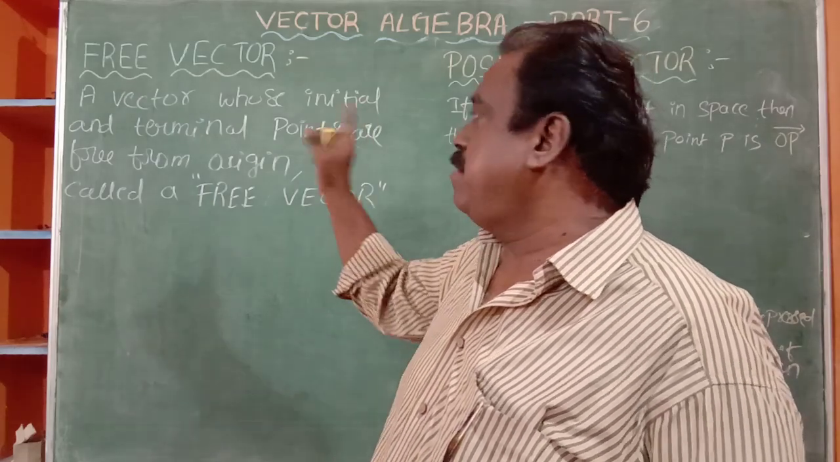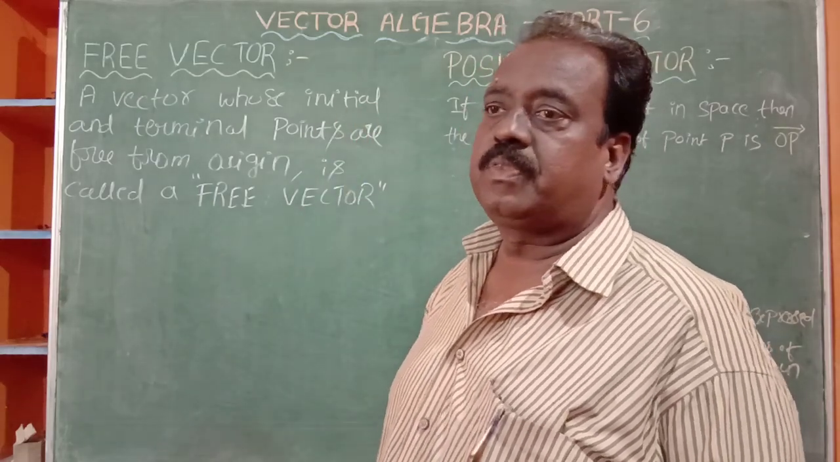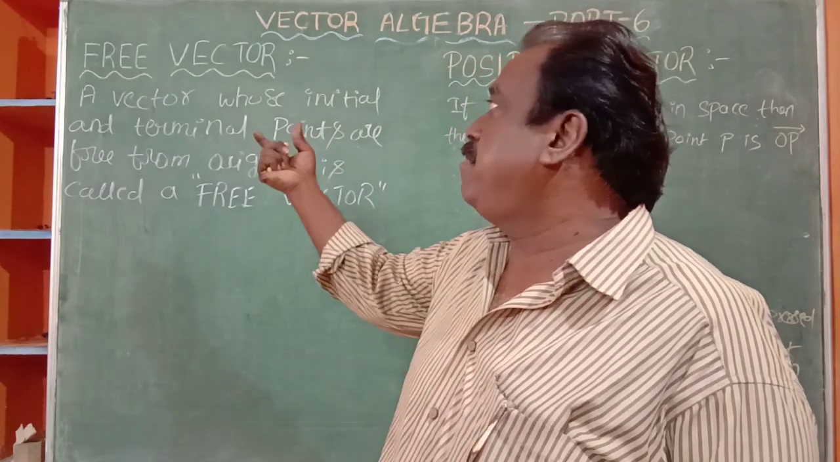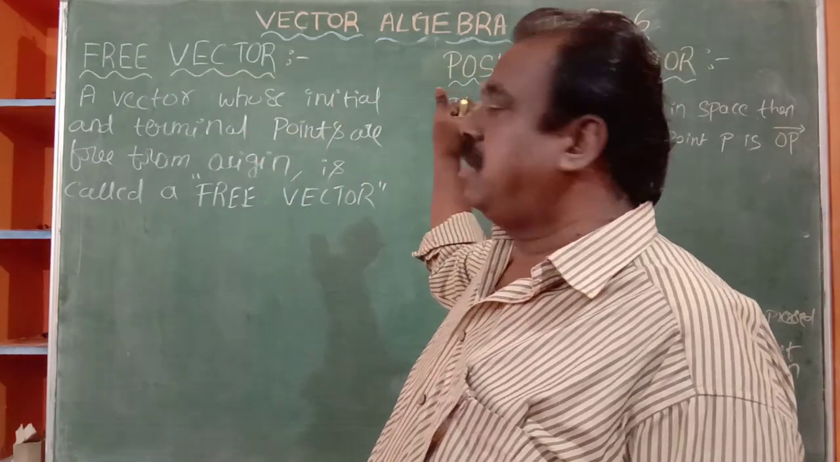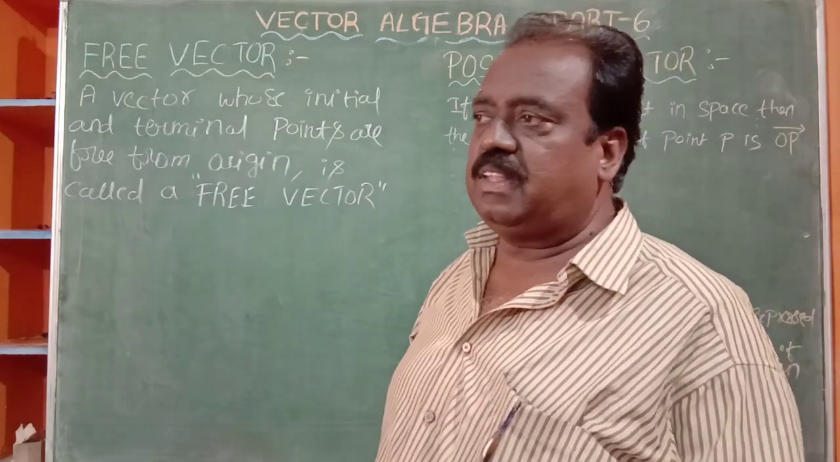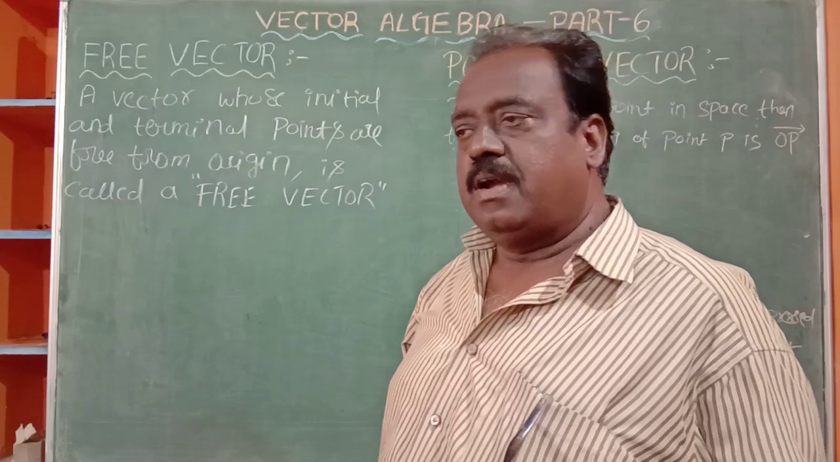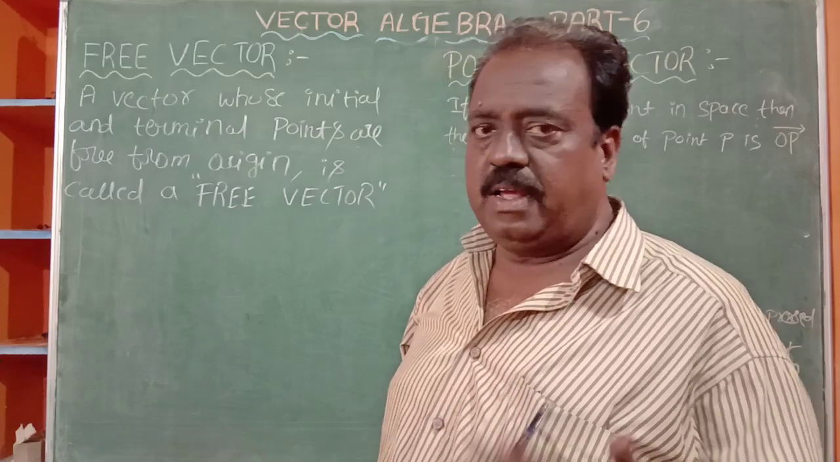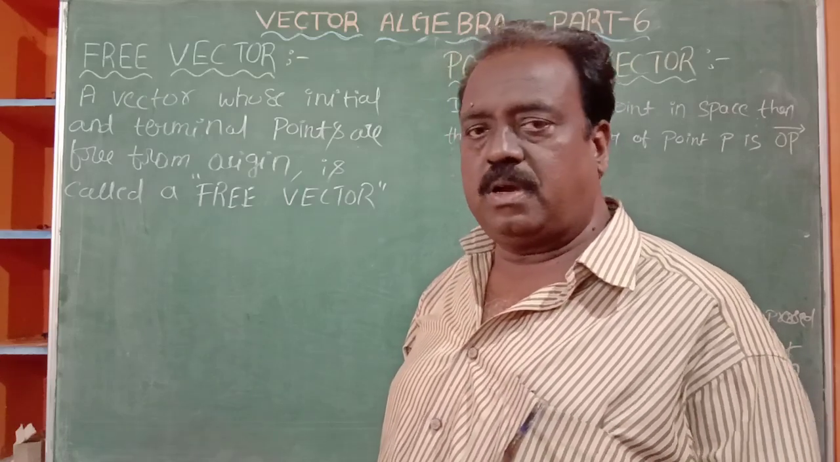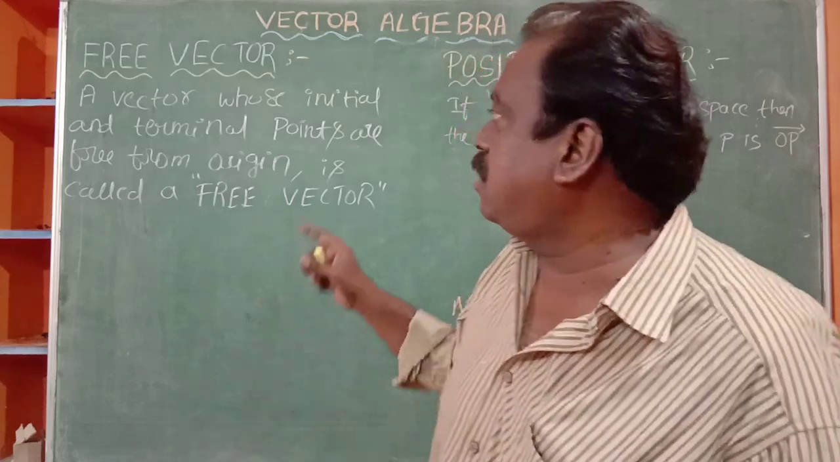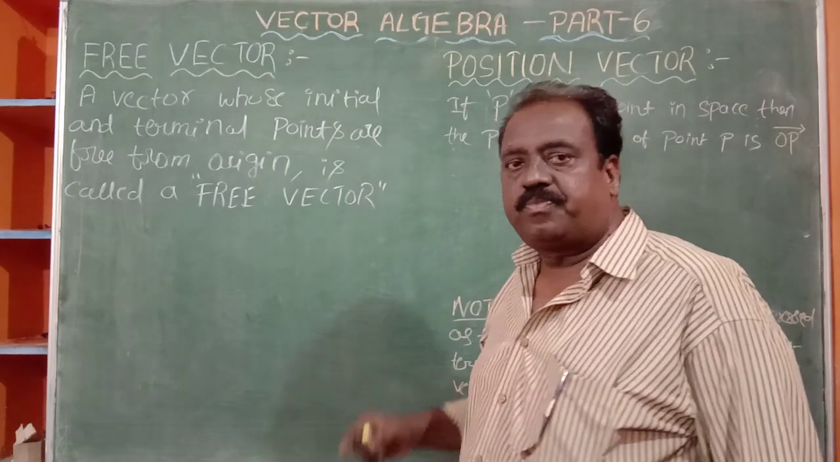That is a free vector, position vector, and a free vector can be expressed in terms of position vectors. These are the three concepts, not types of vectors. Types of vectors are already over, and on that one we completed one exercise also. Now we are going to discuss these things.